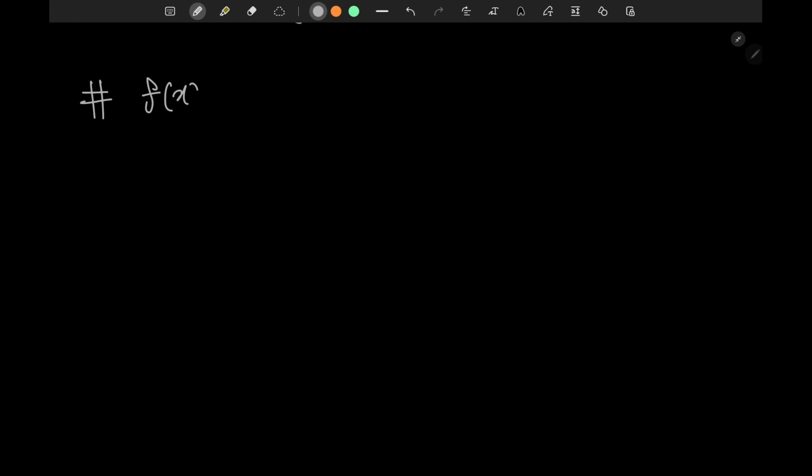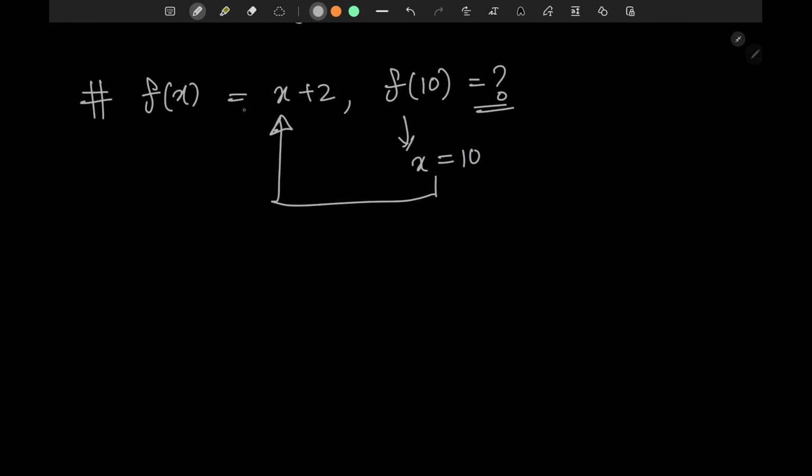Let's say I have a function like this, f of x equals to x plus 2. And I ask you to find the value of f of 10. What is the value of f of 10? What this really means is that you take the value of x equals to 10 and you plug this back into this equation where f of x is written as x plus 2 and you just do the algebra to find the value. So in this case, f of 10 is just 10 plus 2, which is equals to 12. That's all you have to do.